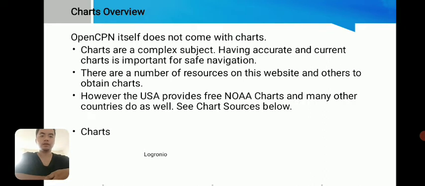Chart overview. OpenCPN itself does not come with charts. Charts are a complex subject. Having accurate and current charts is important for safe navigation. There are a number of resources on this website and others to obtain charts. However, the USA provides free NOAA charts and many other countries do as well.